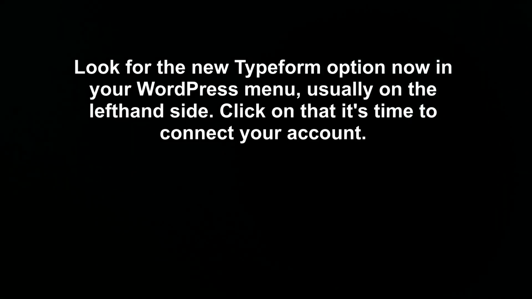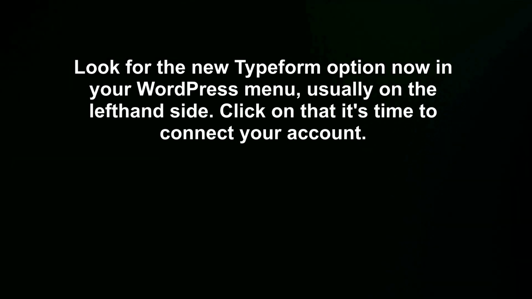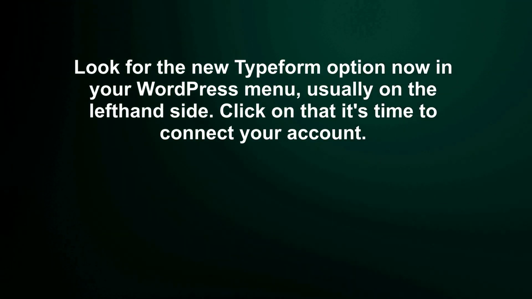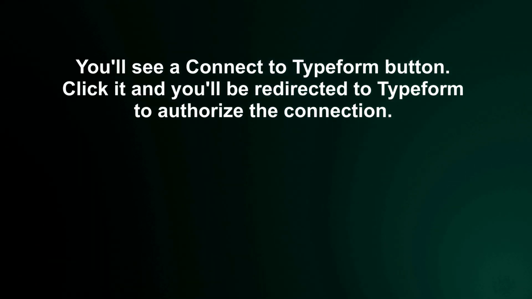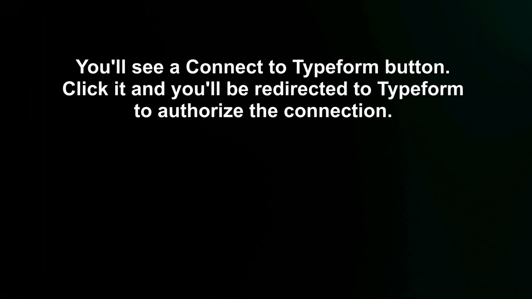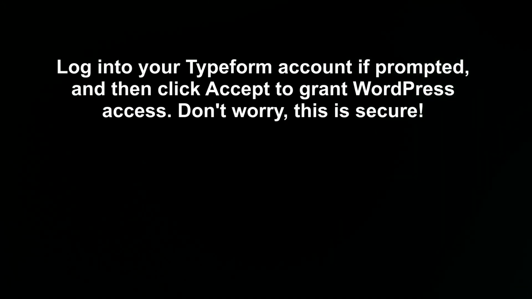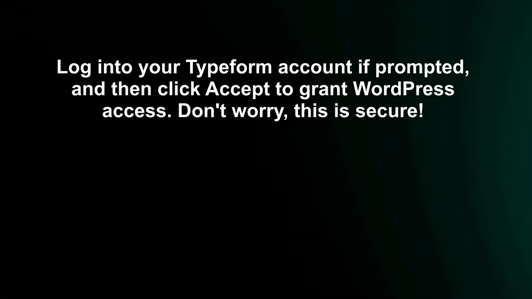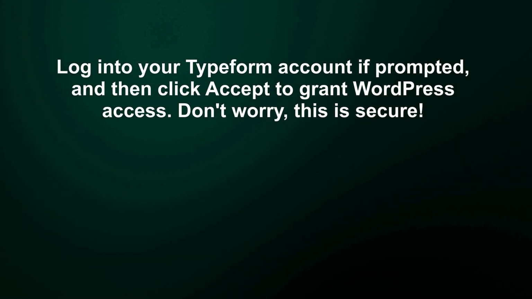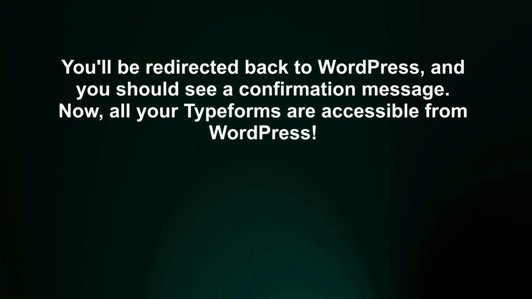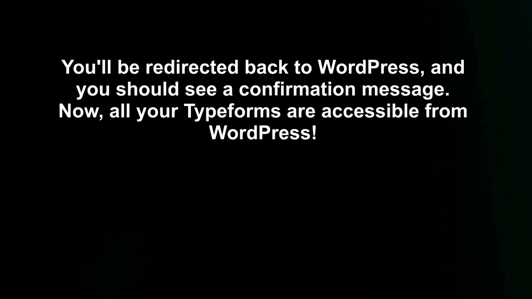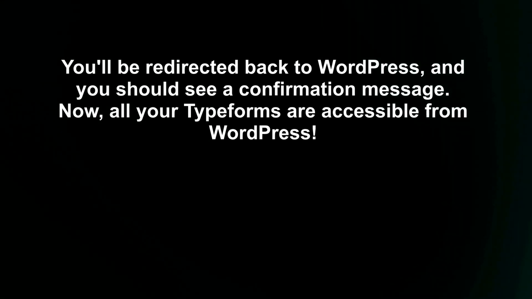Look for the new Typeform option now in your WordPress menu, usually on the left-hand side. Click on that. It's time to connect your account. You'll see a Connect to Typeform button. Click it and you'll be redirected to Typeform to authorize the connection. Log into your Typeform account if prompted, and then click Accept to grant WordPress access. Don't worry, this is secure. You'll be redirected back to WordPress, and you should see a confirmation message. Now, all your Typeforms are accessible from WordPress.